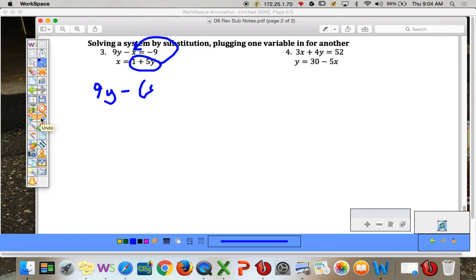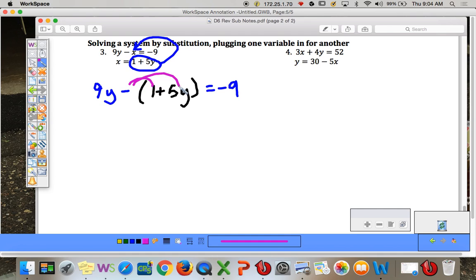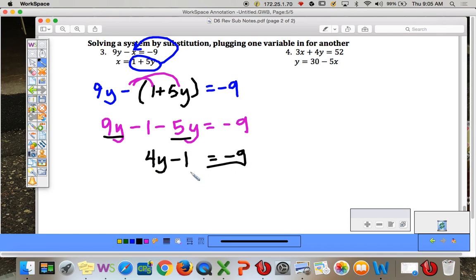Let me use a different color too. So we're going to plug in, instead of x, I'm going to write what x equals, which is 1 plus 5y. And this equals negative 9. And then we're going to distribute as the next step. So we get 9y minus 1 minus 5y equals negative 9. Since the y's are on the same side, I'll combine like terms. 9y and minus 5y are 4y. Minus 1 equals negative 9.